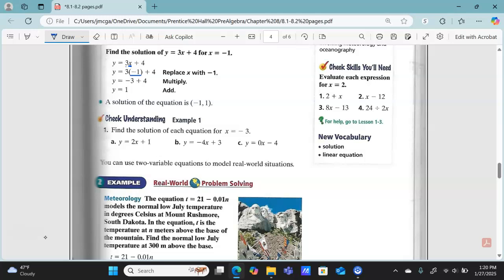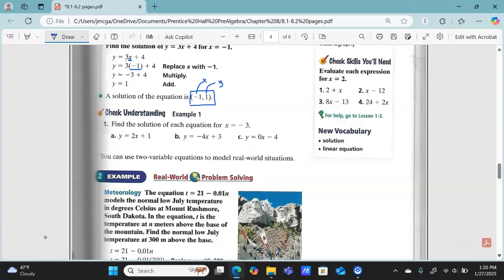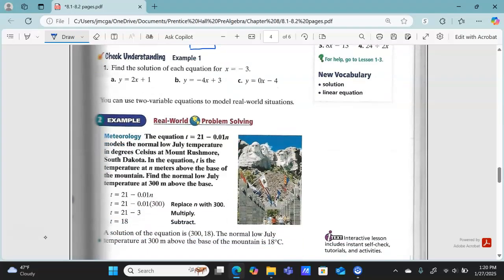The one step that you need to take is that you need to write your solution as an ordered pair. This is the number you put in, the x value, and this is the number you got out, the y value. And so we're going to do the same thing here in example 1.